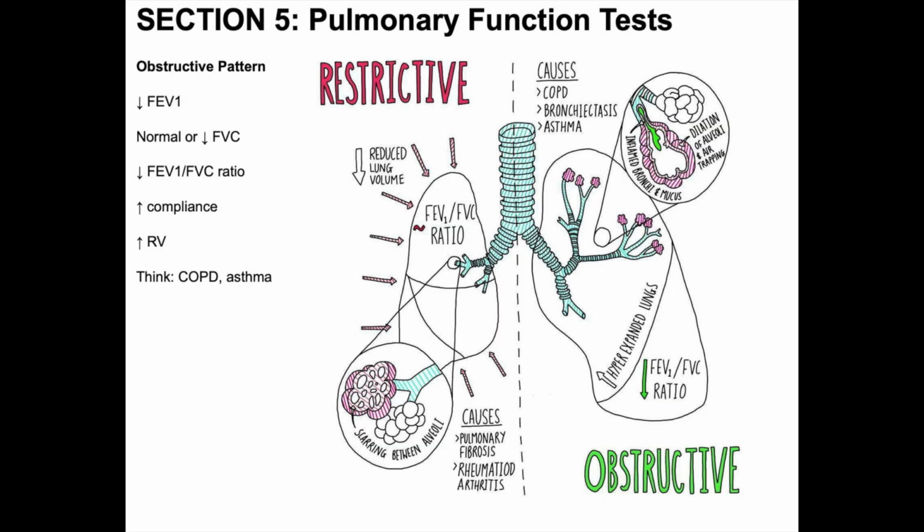Compliance increases in obstructive diseases, especially in emphysema, because elastic recoil is lost. Residual volume increases due to air trapping, so total lung capacity may increase because the lung becomes hyperinflated. So think mechanistically. If your airway is narrowing, you're going to get prolonged expiration, air trapping, increased residual volume, and increased total lung capacity. The common causes of this would be COPD, asthma, or bronchiectasis. So if the FEV1 to FVC ratio is low, you want to be thinking obstruction first.